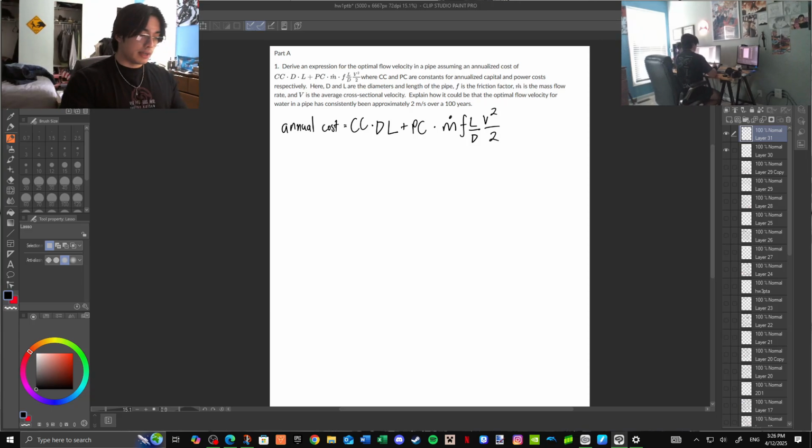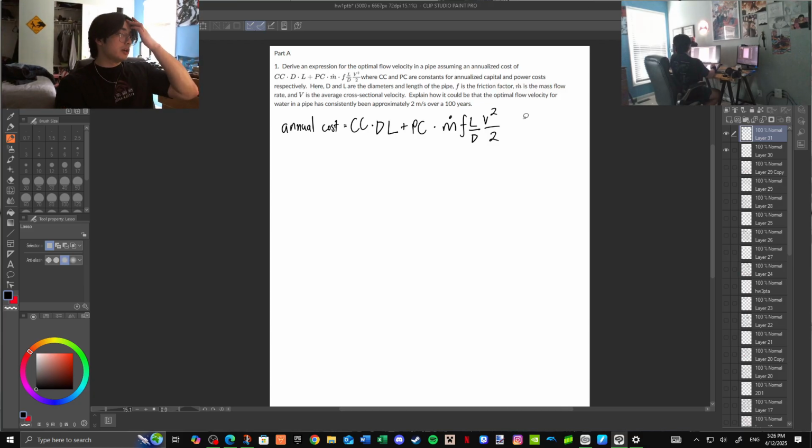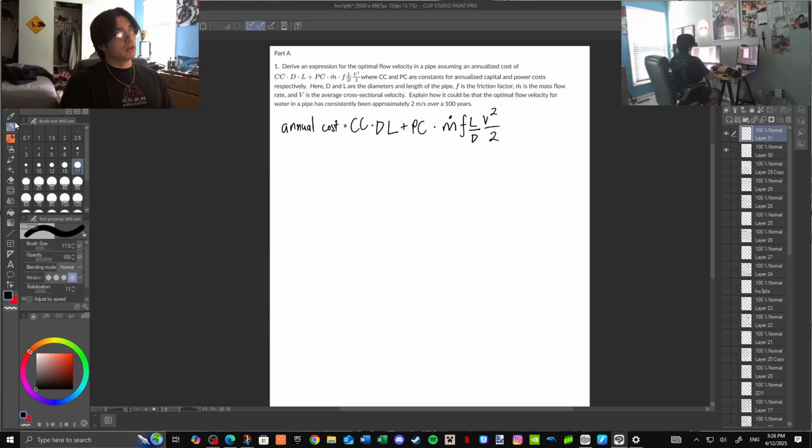So we need to explain how the optimal flow velocity for water in a pipe has consistently been approximately 2 meters a second over 100 years. In order to do that, we need to mess around with this expression a bit. So we need to eventually come across the optimal velocity, right?